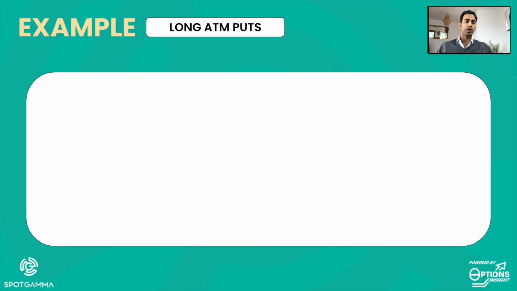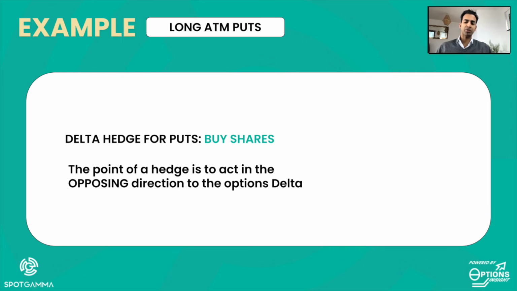Similarly, for a long position in an at-the-money put, the delta hedge would be to buy shares as the option's delta is negative. Remember, the point of a hedge is to act in the opposing direction to the option's delta. A put option would have a negative 50% delta, so we would need to calculate the correct amount of shares to buy in this case.